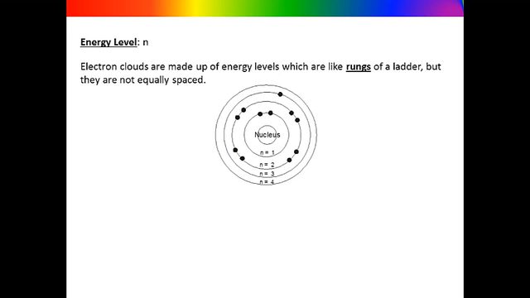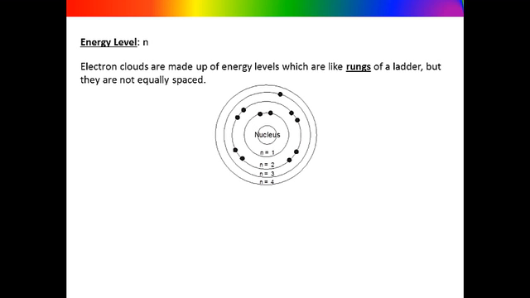Electron clouds are made up of energy levels, represented by the quantum number n, which are like rungs of a ladder, but they are not equally spaced. A Bohr model, like the one pictured, is a decent two-dimensional representation of this concept, but you must remember that electrons do not orbit the nucleus like planets around the sun.